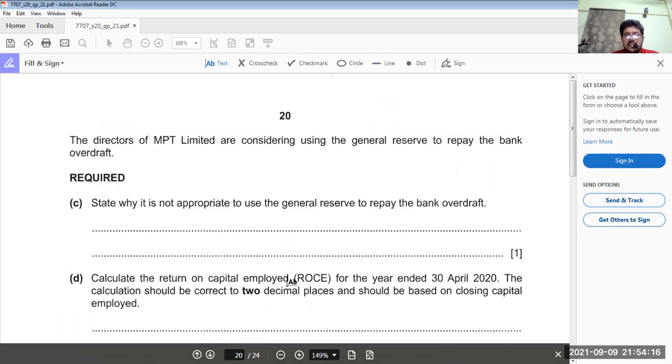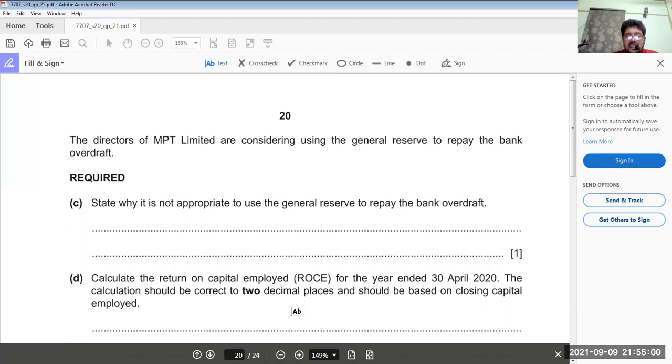Okay. The directors of MPT Limited are considering using the general reserves to repay the bank overdraft. General reserves is just a calculation, or setting aside part of profit. It is not setting aside part of cash. Mostly the income we earn in a company is not cash based; it is based on accrual income also. So we are just setting aside the amount. We do not have that much cash available for setting aside general reserve.